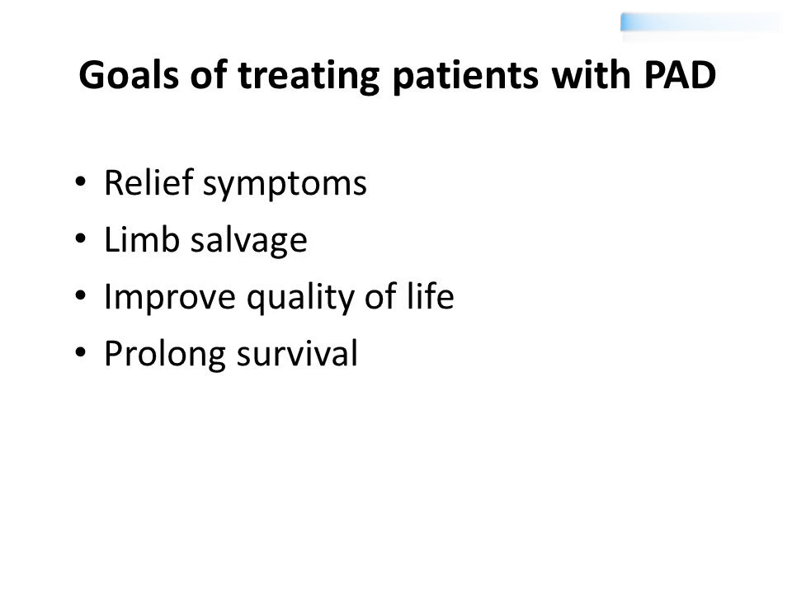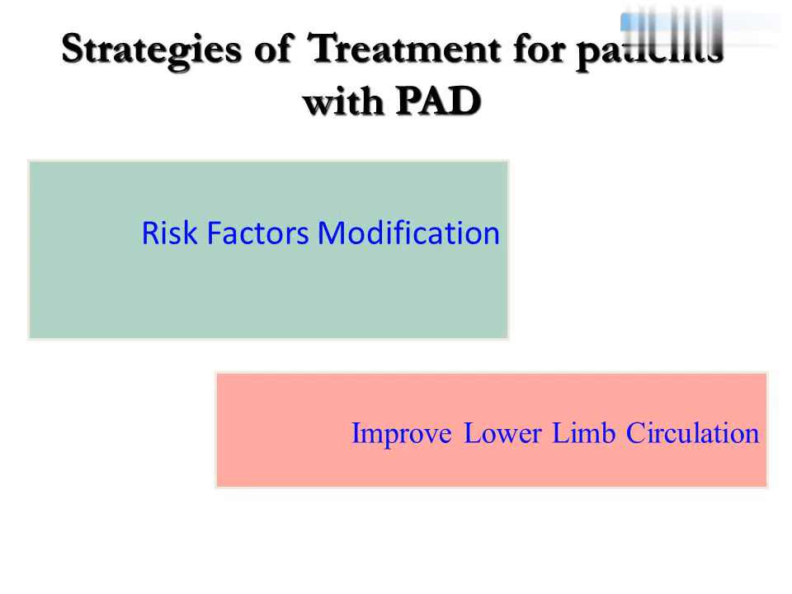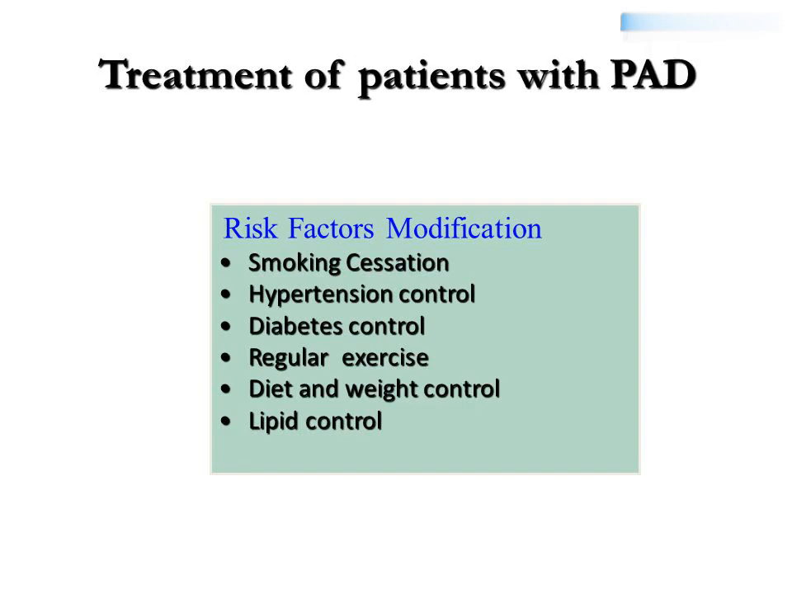Goals of treating patients with PAD: relieve symptoms, limb salvage, improve quality of life, prolong survival. Strategies of treatment for patients with PAD: risk factors modification, improve lower limb circulation. Treatment of patients with PAD: risk factors modification, smoking cessation, hypertension control, diabetes control, regular exercise, diet and weight control, lipid control.